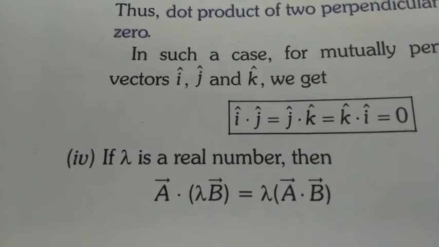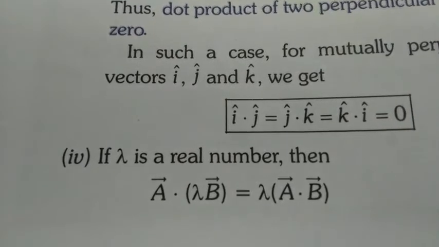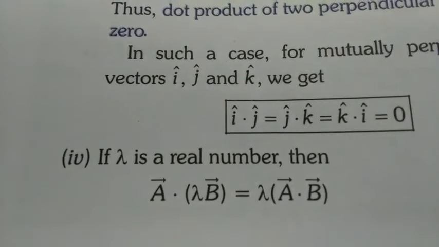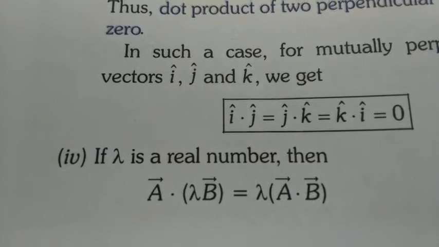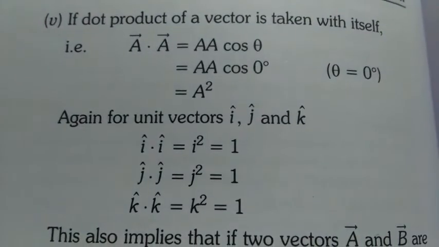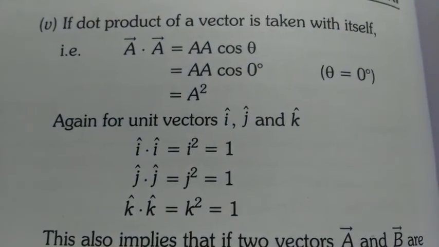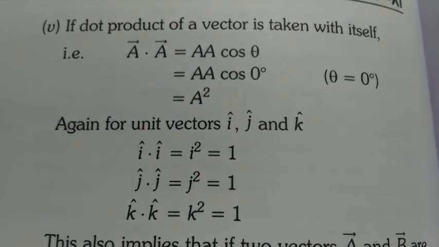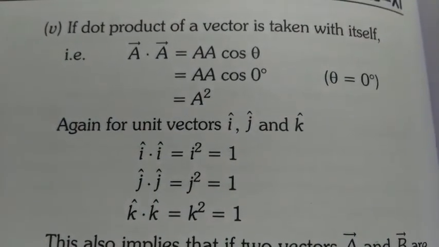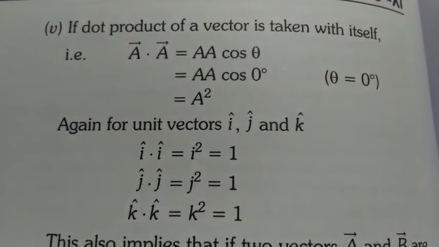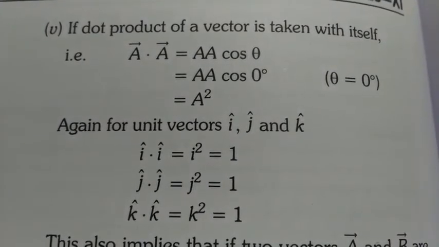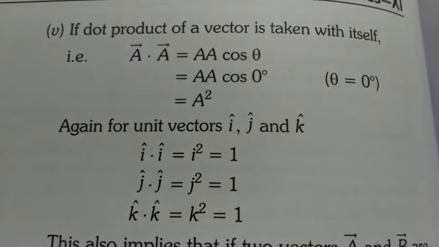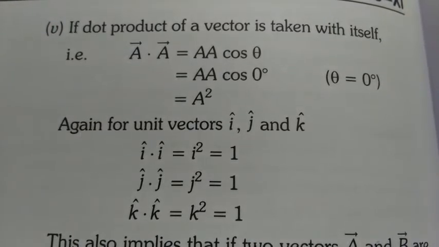The next one: if lambda is a real number, then a dot lambda b equals lambda times a dot b. If the dot product of a vector is taken with itself, that means a dot a. Suppose one vector is multiplied with itself. The angle between the two vectors, which are the same, will be 0, and cos 0 is 1. So cos theta becomes 1 and a into a becomes a square.